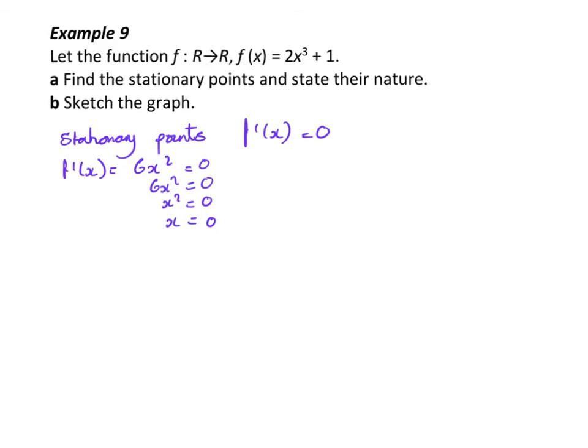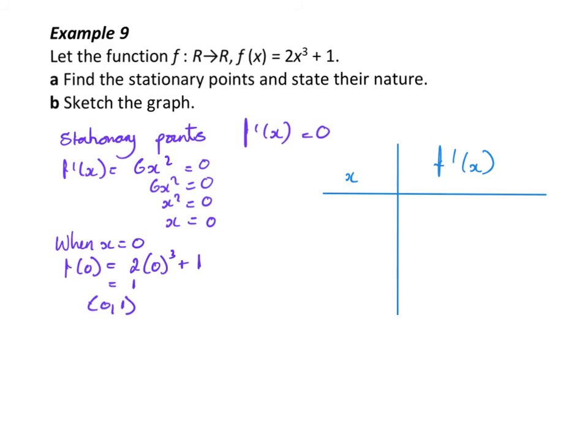When x is equal to 0, what does y equal? So when x is equal to 0, we're looking for f of 0, which is 2 times 0 cubed plus 1, so it is 1. So the stationary point is happening at the point 0, 1. Now we want to find the nature of that particular point. So how do we go about doing that?